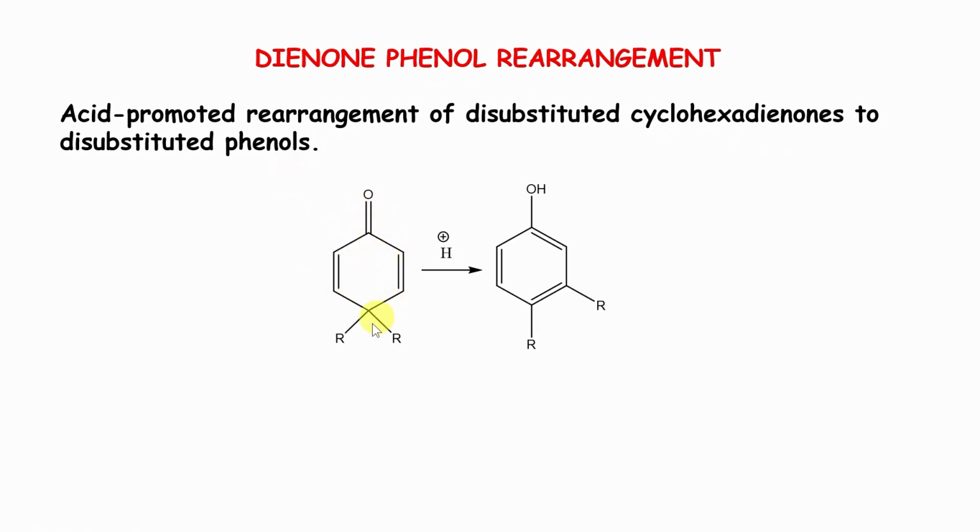See, it is a dienone, a 1,4-dienone: 1, 2, 3, 4. This 1,4-dienone, in the presence of acid, rearranges to form phenol. Here a 1,2 alkyl shift takes place, and by this rearrangement we get phenol. Okay, it is an example of dienone-phenol rearrangement.